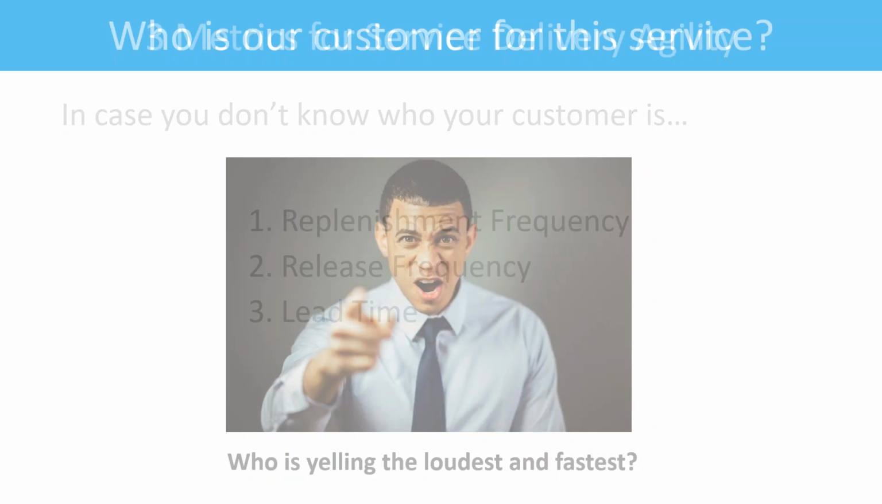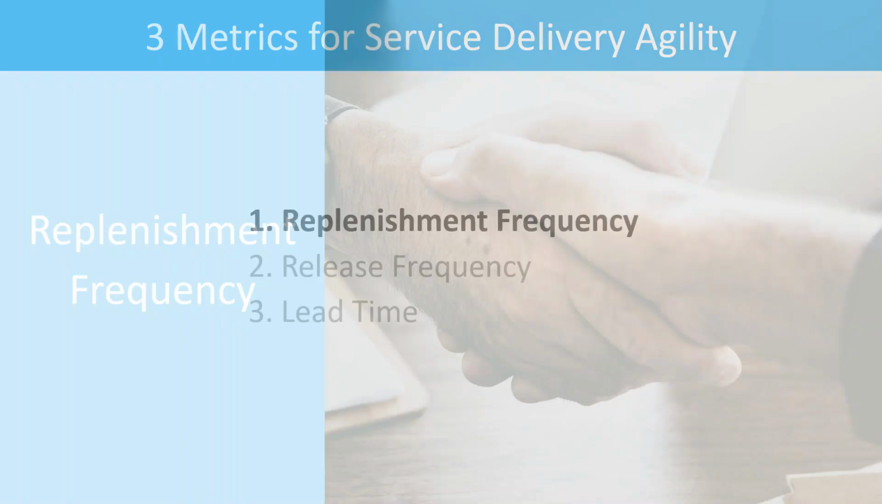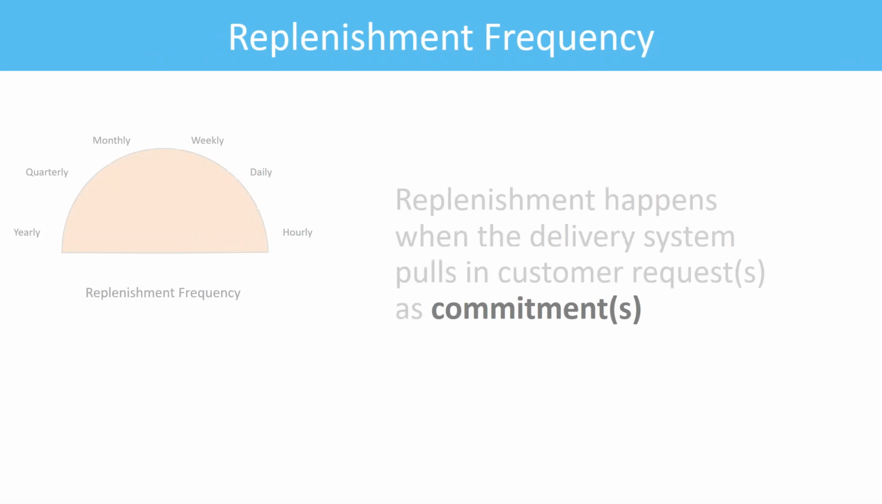And so, in the following 3 metrics, we're going to talk about replenishment, release frequency, as well as lead time. And in each one of them, we're going to talk about customer expectation for each one, as well as your current system's capability for each one of them. So let's start with replenishment frequency. When we talk about replenishment, what do we mean by that?